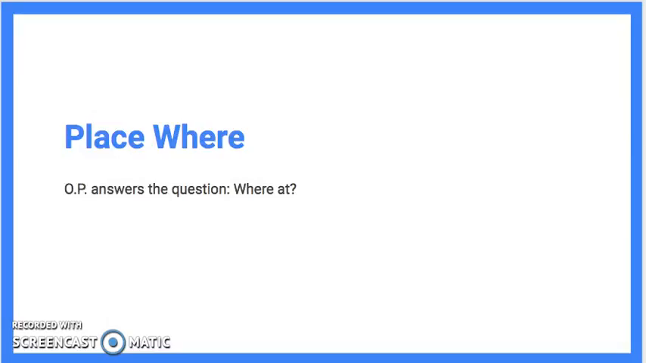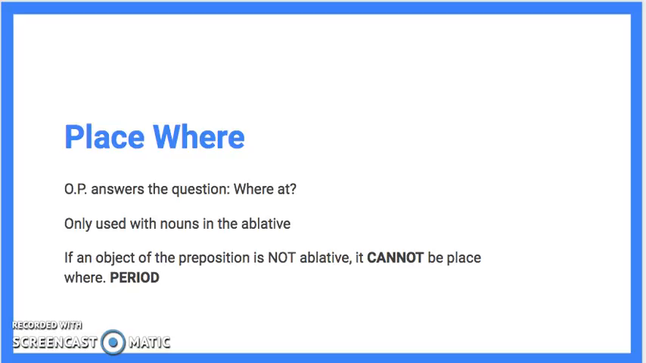First one, place where. When we have a place where, the object of the preposition answers the question, where at. Place where is only used with nouns in the ablative. That means if the object of the preposition is not ablative, it cannot be place where, period. So if you have a prepositional phrase where it's a preposition plus a noun in the accusative, don't even write place where. Don't even consider it an option because it cannot be one.